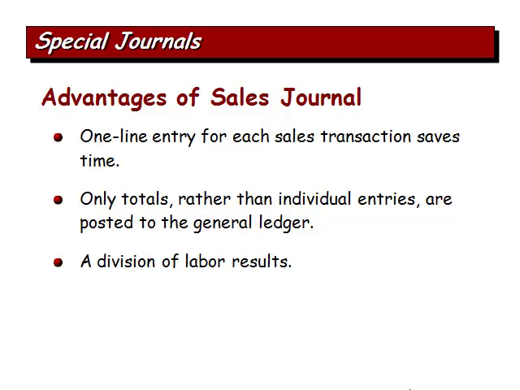So the advantage of the sales journal is that it's a one-line entry. If we did this in a general journal, we would have to debit accounts receivable, credit sales, and then make an entry for the perpetual merchandise. The sales journal is just one line. Only totals rather than individual entries are posted, and we can have a potential division of labor.